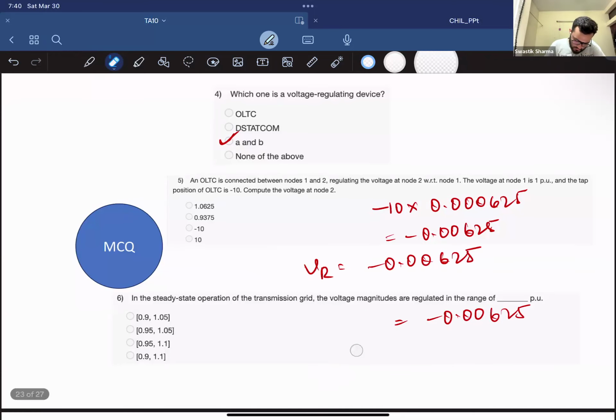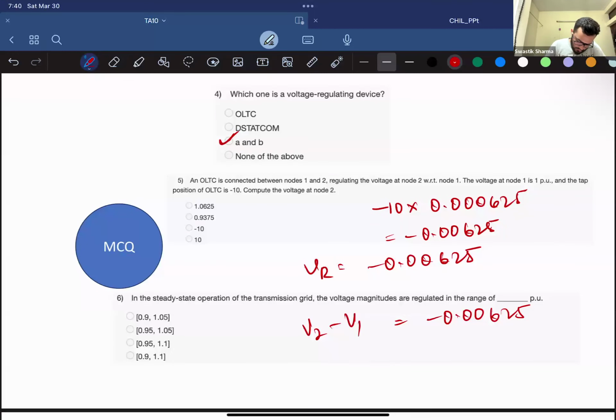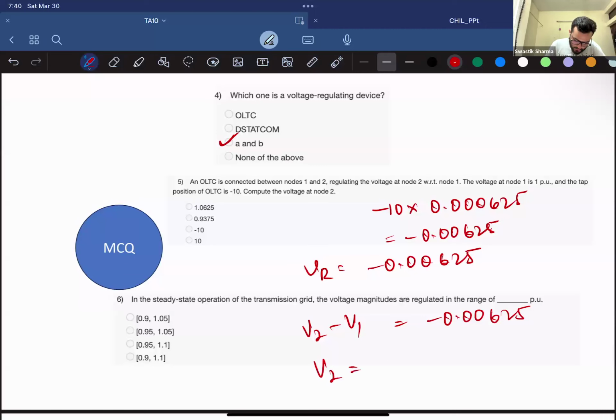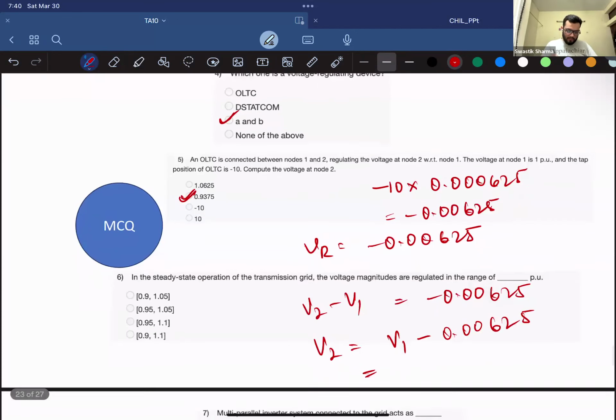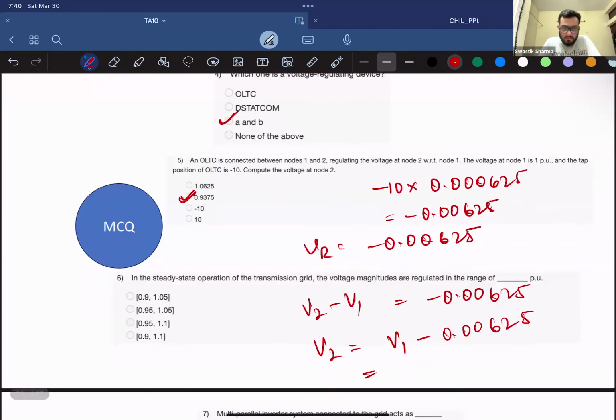Just a second, no load minus load. It would be V2 minus V1. So V2 is V1 minus 0.00625. The answer would be 0.9375. So your voltage would be less, right? Because it's connected to 1. So it is mod of V1 minus V2.